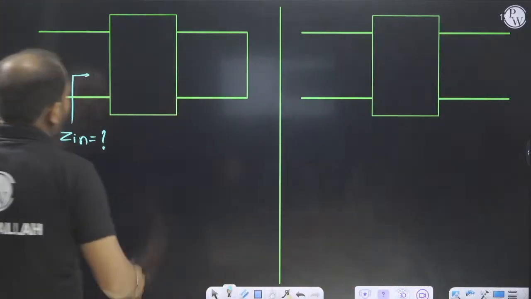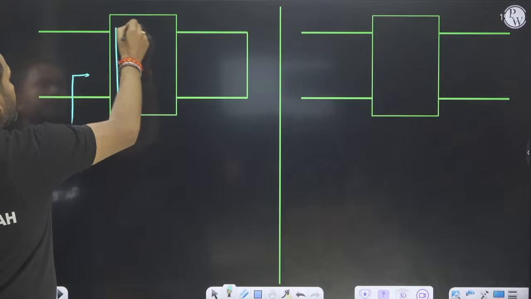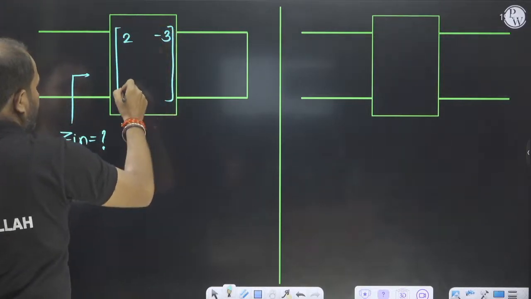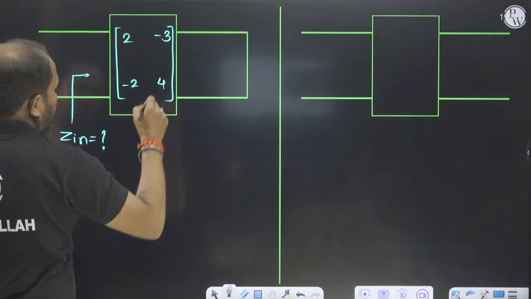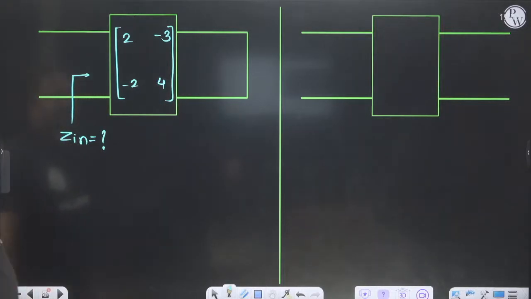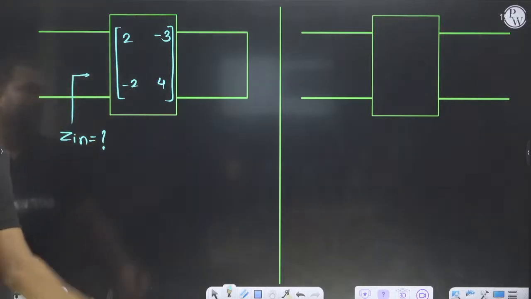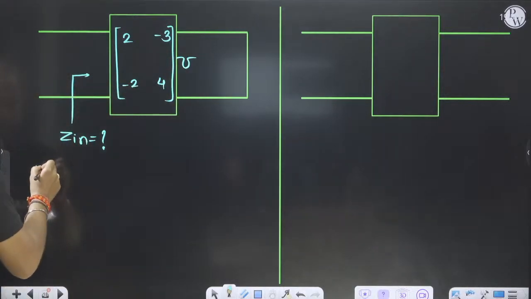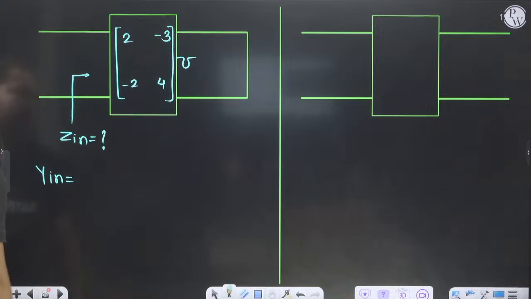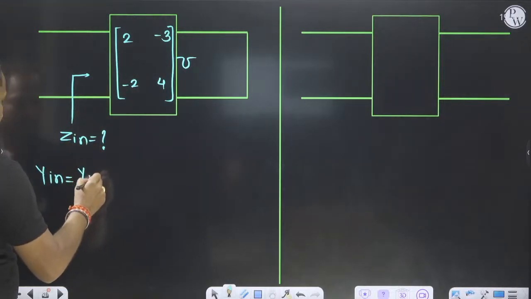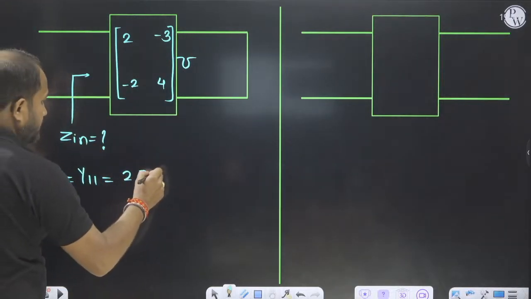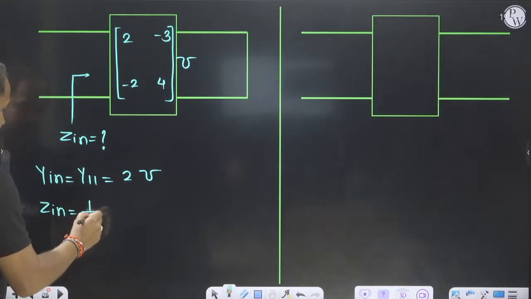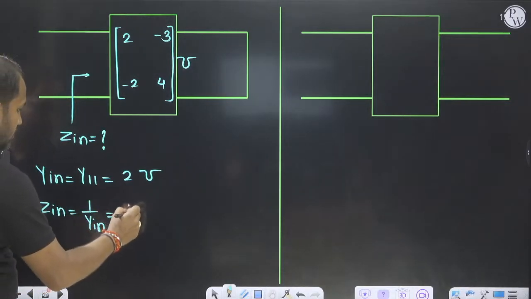So here y parameter is given: 2, -3, -2, 4, and they are asking Z in. This is y parameter, short circuit. So first of all, we have to find y in. Y in is y11, which is 2. Z in is 1 by y in. So it will be 1 by 2 ohm.